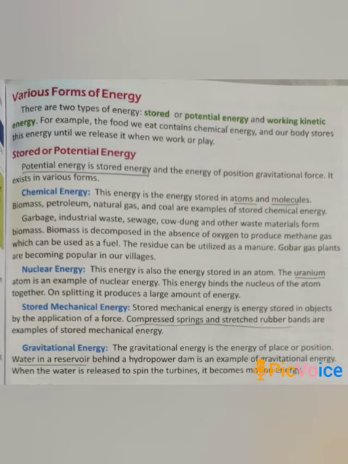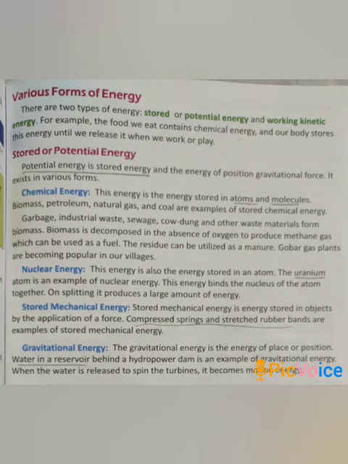Various forms of energy. There are two types of energy: stored or potential energy and working or kinetic energy. For example, the food we eat contains chemical energy, and our body stores this energy until we release it when we work or play. First, we discuss stored or potential energy. Potential energy means, children, it is stored, the energy of position, gravitational force.